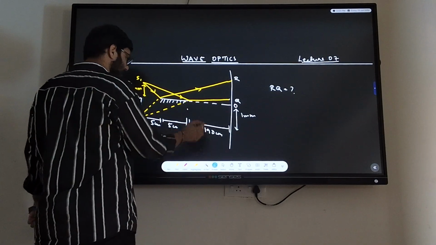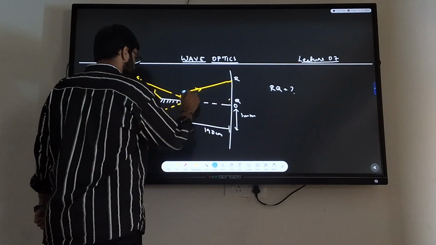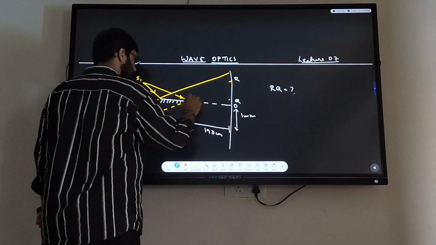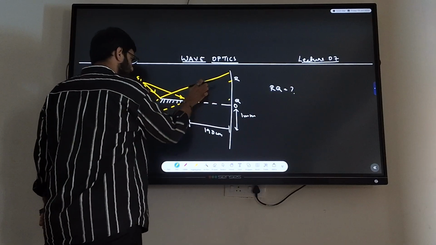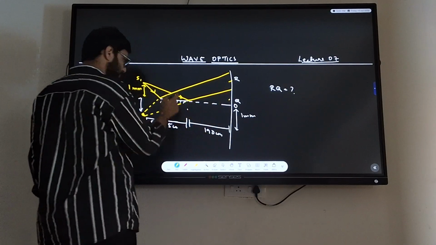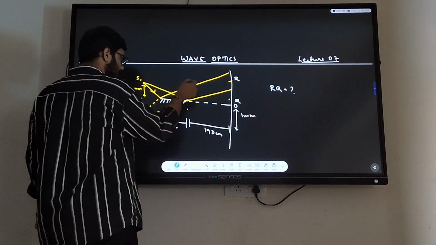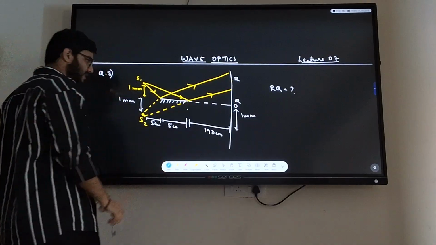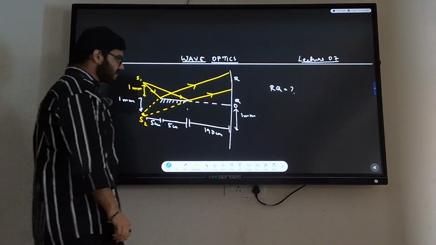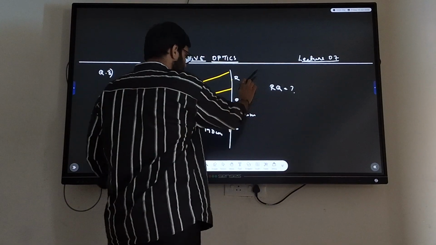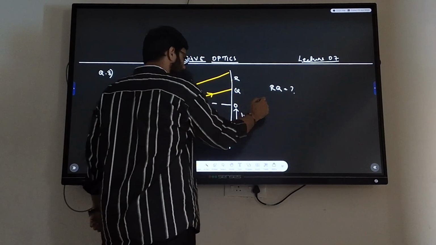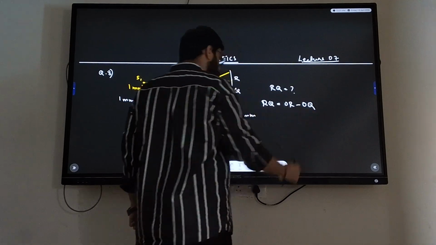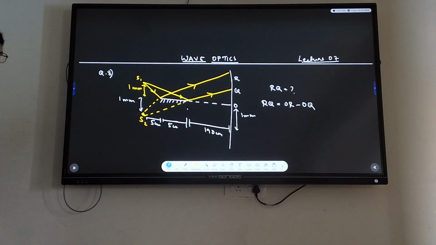These are not the best of the rays, so let me make the rays a bit better. I think the rays should be at least something like this. Is it okay? The diagram is okay, I think. Good. To find this, RQ can be written as OR minus OQ. Look at this. RQ is equal to OR minus OQ. But how to find OR and how to find OQ?